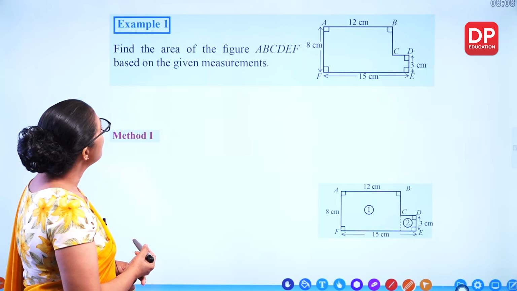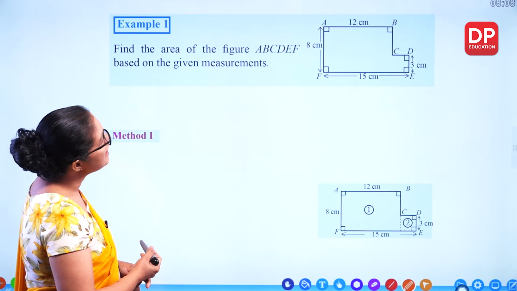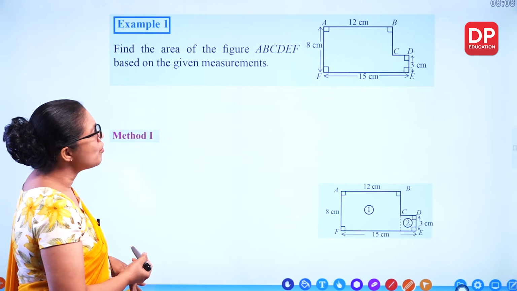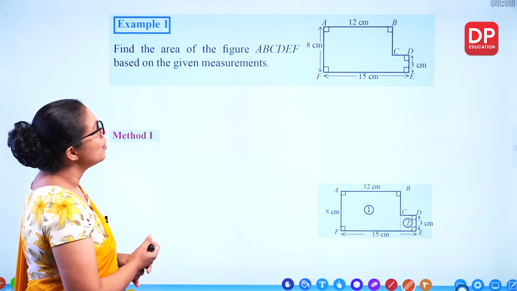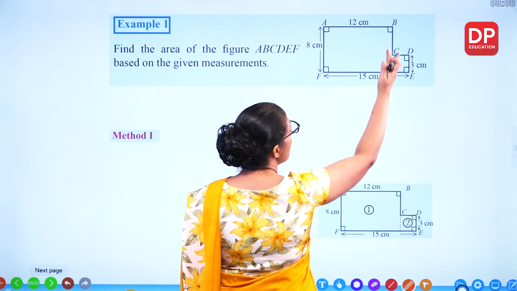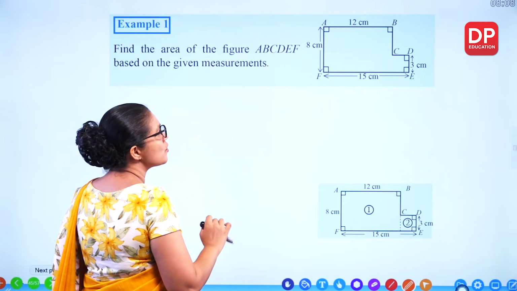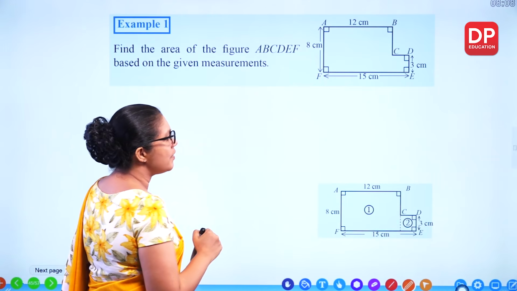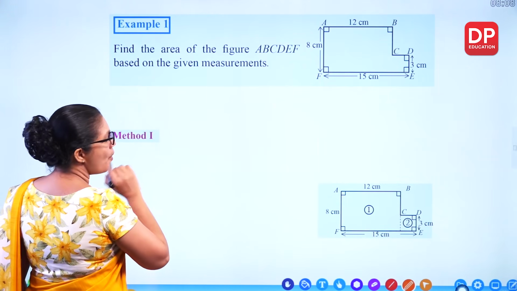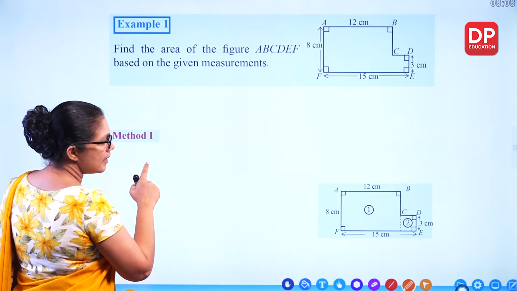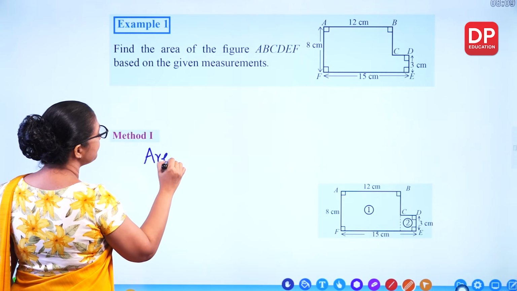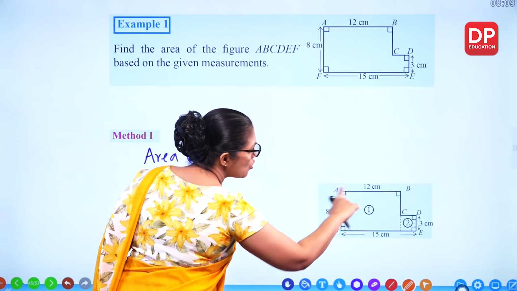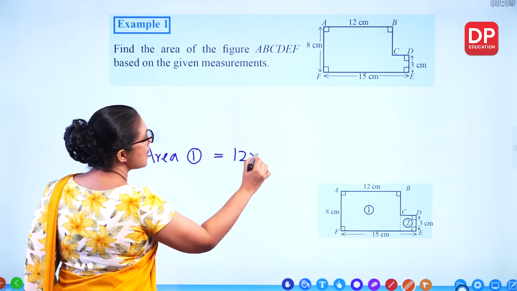Example number 1. Find the area of the figure A, B, C, D, E, F based on the given measurements. So this is a composite figure. You can divide it either this way or this way. So we'll do both ways. So if we divide this figure in this way, how do we find out the total area? So method 1. Area of the first part. What's the area of the first part? Length is 12 and breadth is 8. 12 times 8.